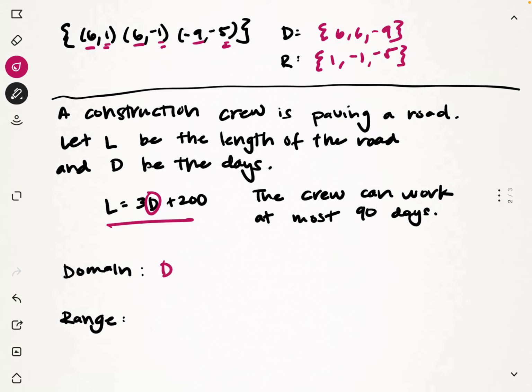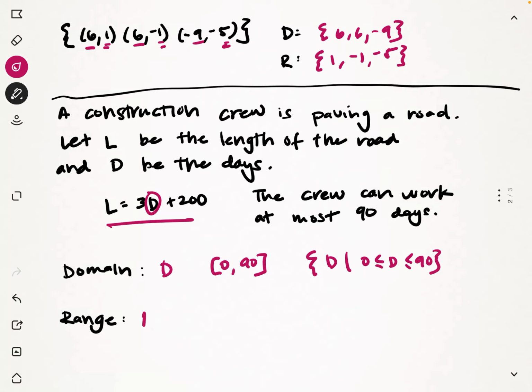So our domain would be, they could work 0 days, right? But the most that they can work is 90 days. You could also say, if you wanted to, D such that D is, well, actually we have to say between 0 and 90, right? So such that 0 is less than or equal to D, which is less than or equal to 90. But again, I think the interval notation is probably easier to write this way.